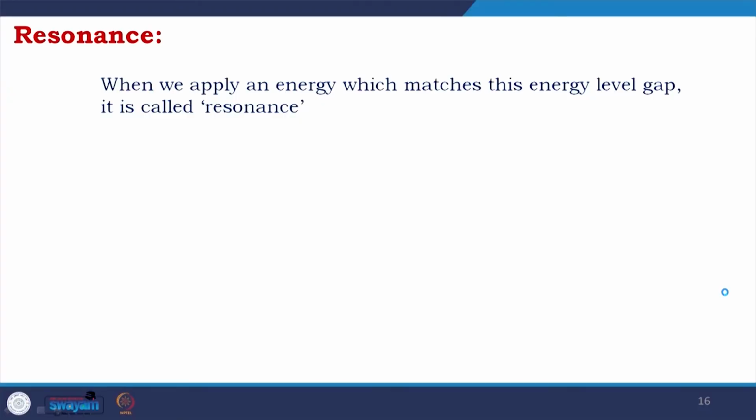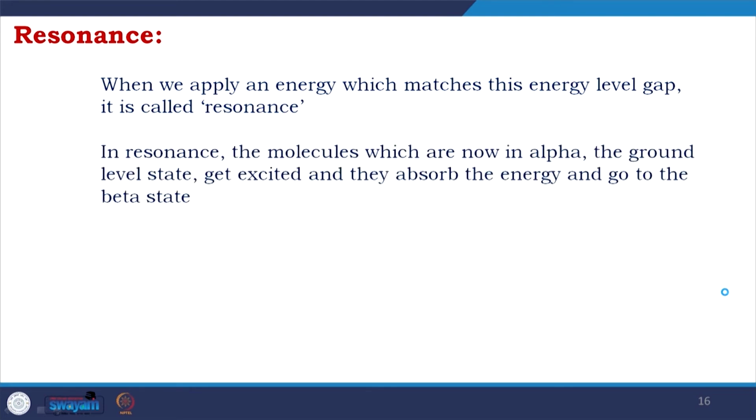If you look at spectroscopy, for different types of spectroscopy, we target different things, we have different rays, but there is a gap and there is a resonance to find the gap or match the gap. When we apply an energy which matches this energy level gap, it is called resonance. In resonance, the molecules which are in alpha, the ground state level, get excited, absorb the energy and go to the beta state.